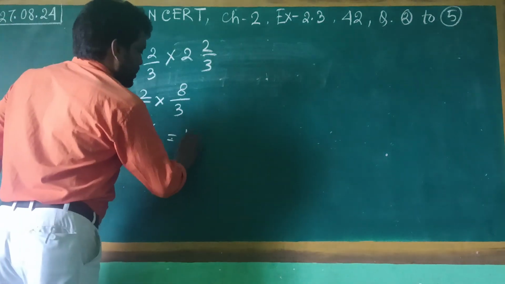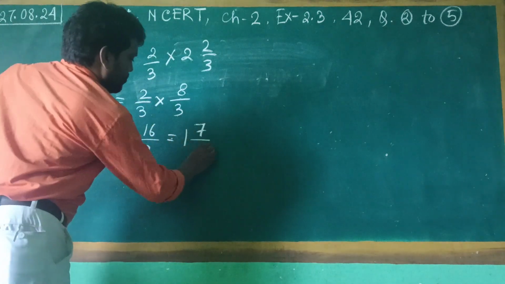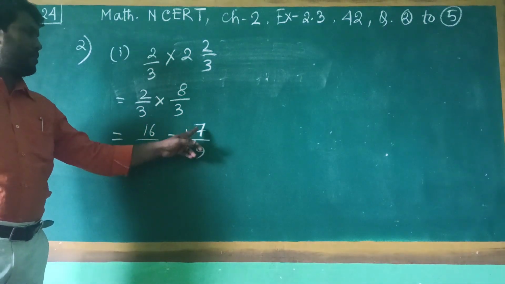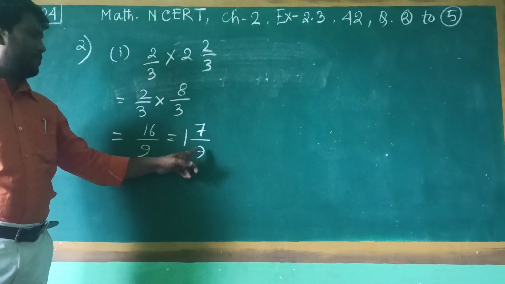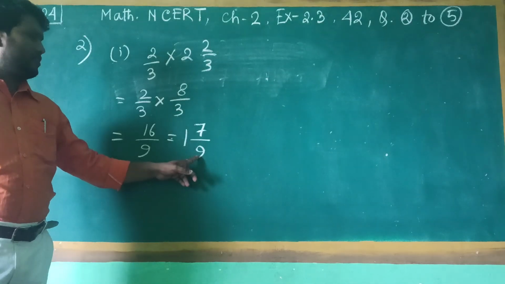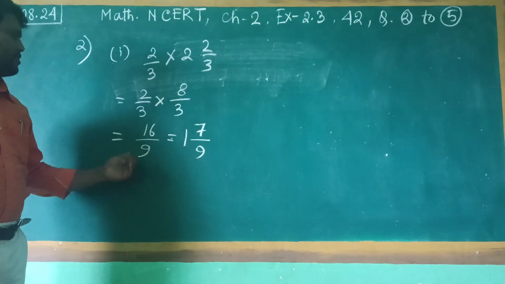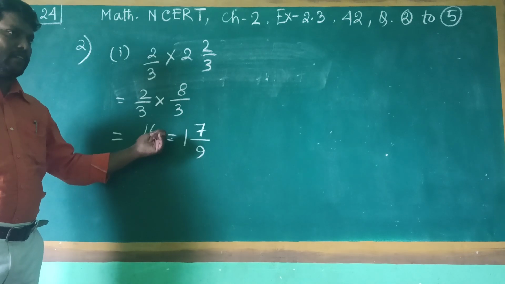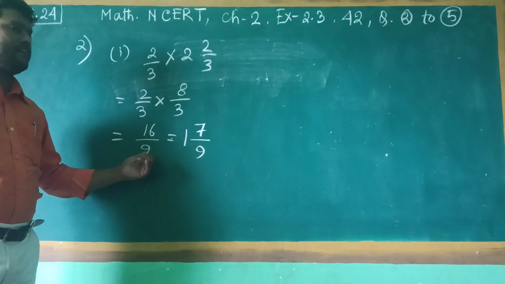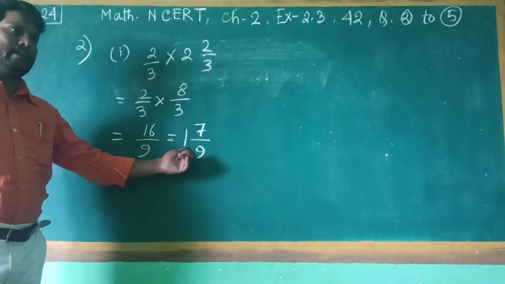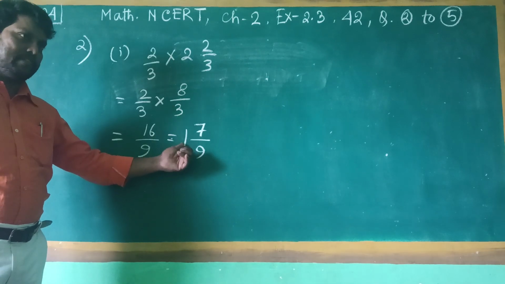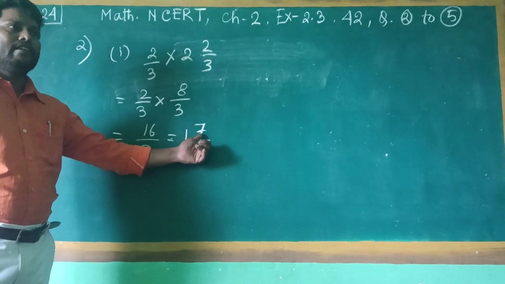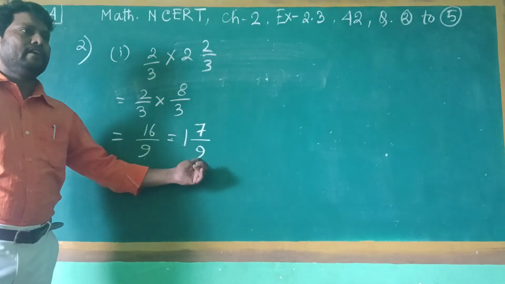So 1 whole and 7 by 9. 9 into 1 plus 7 is 16 divided by 9. That means this was an improper fraction. You divide the numerator by the denominator. A whole number will appear that can be written in this position, and the remainder will go to the numerator and the denominator will remain the denominator.